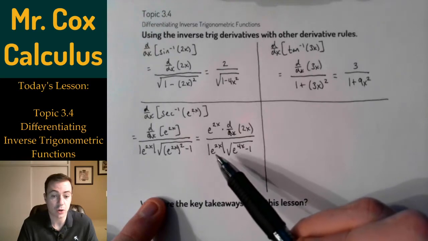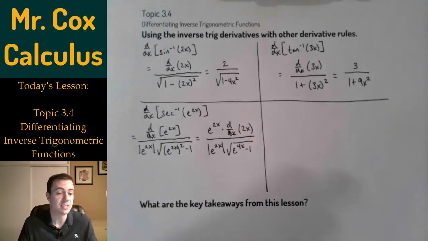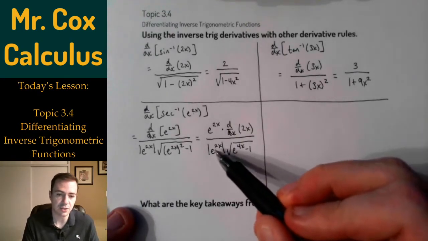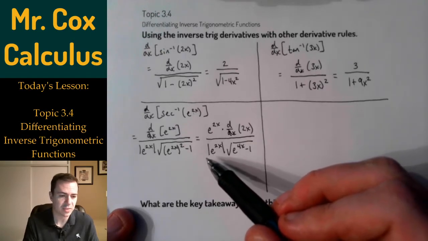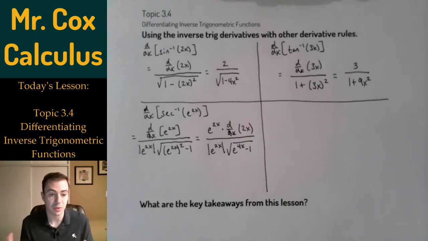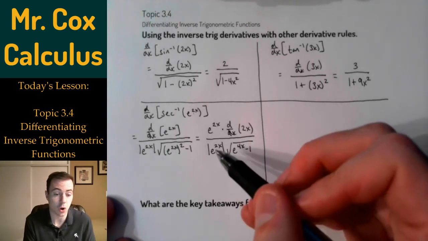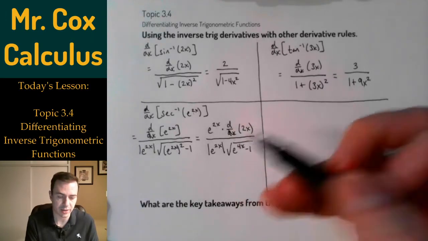E to the 2x over the absolute value of e to the 2x. You might be looking at that and thinking, does that cancel? In this particular case, yes, we can. E to the 2x, think about an exponential function. That's always positive, so the absolute value is really not in play here. E to the 2x over the absolute value of e to the 2x, those are going to cancel out. They're always positive, so I don't have to worry as much about the absolute value.